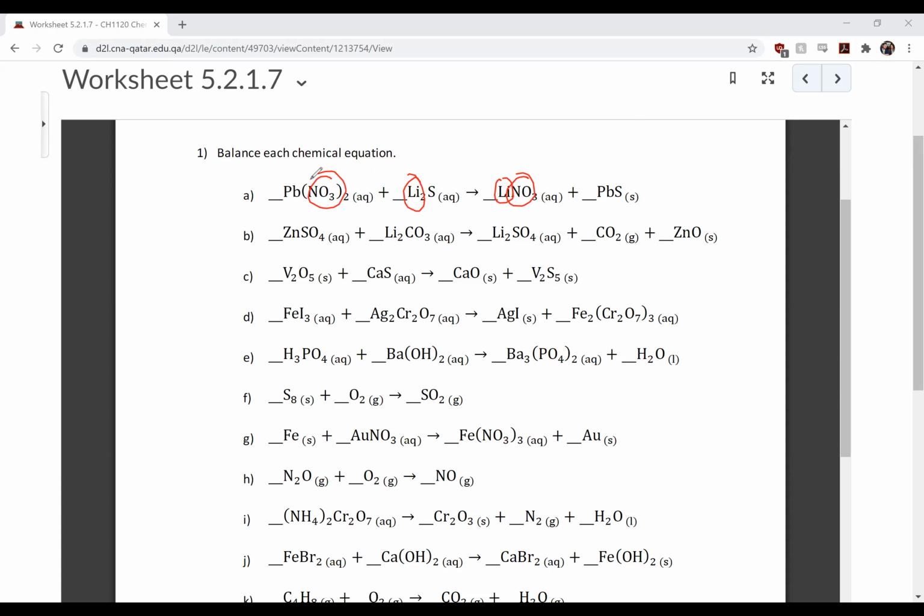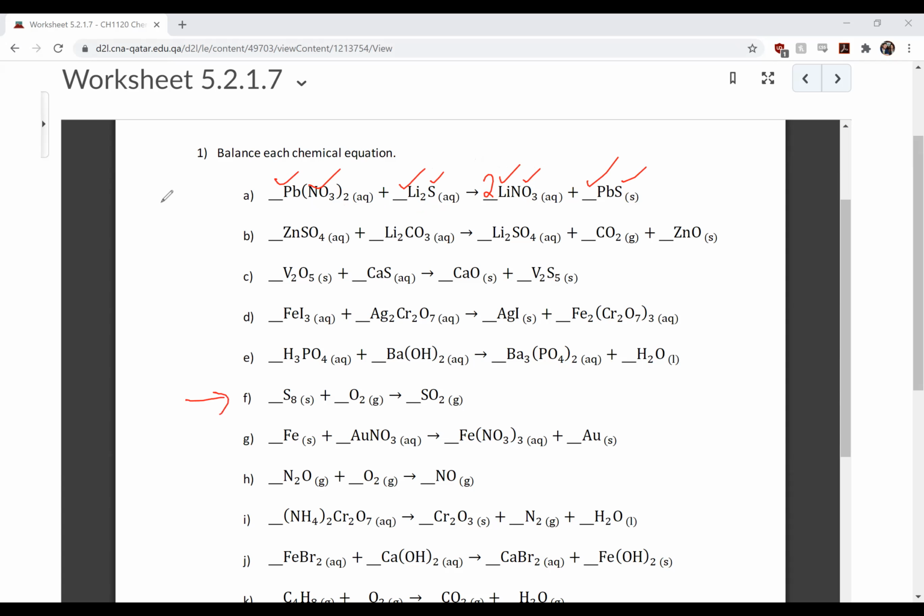But this is actually pretty easy because if I have 2 lithiums here, well, why don't I put a 2 right here? Now think about that. Look at what just happened to this reaction. The nitrates, I have 2 on the left. Now I have 2 on the right. So everything is balanced here. So I have 1 lead, 2 nitrates, 2 lithiums, 1 sulfur, 2 lithiums, 2 nitrates, 1 lead, 1 sulfur. That was actually a pretty complicated one.